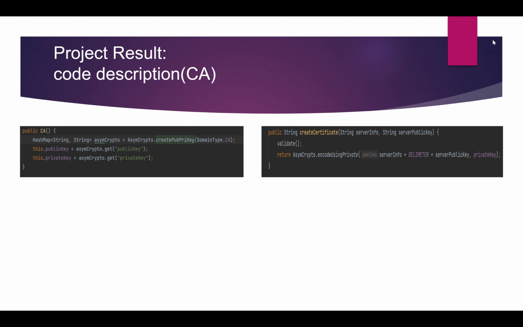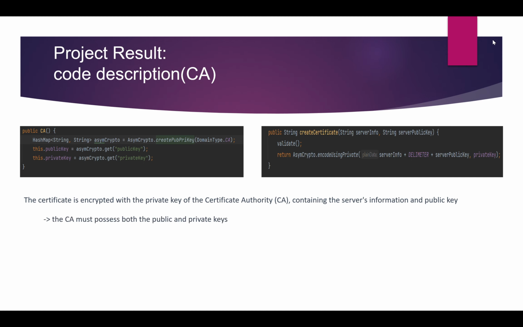Project result. The code. The certificate is encrypted with the private key of the certificate authority, CA for short, containing the server's information and public key. Therefore, the CA must possess both the public and private key. It is crucial for the CA to validate the server and issue the certificate.